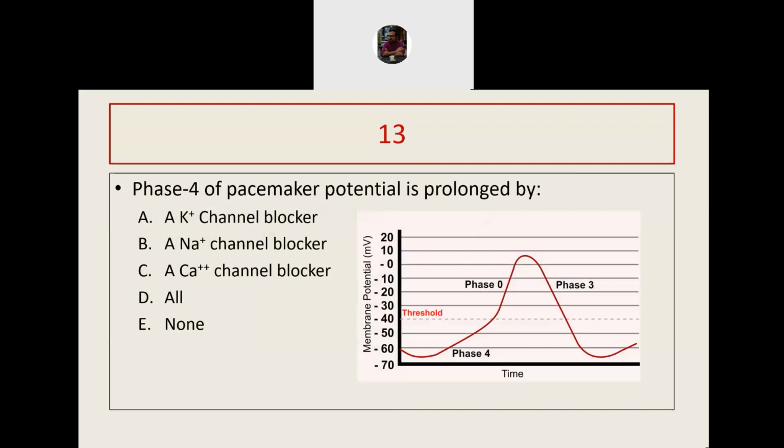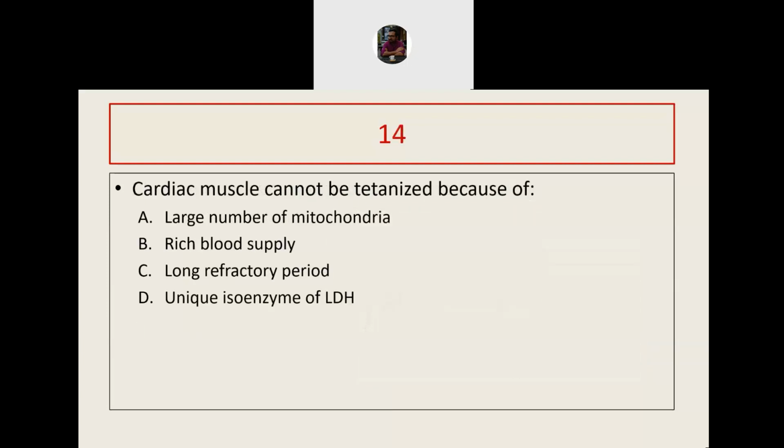Phase 4 of pacemaker potential can be prolonged by what? Wonderful. The answer will be C, calcium channel blocker. Because although potassium and sodium enter through the funny current, the potassium and sodium channel blockers cannot block the funny current. Cardiac muscle cannot be tetanized because of? Very good. Long refractory period.